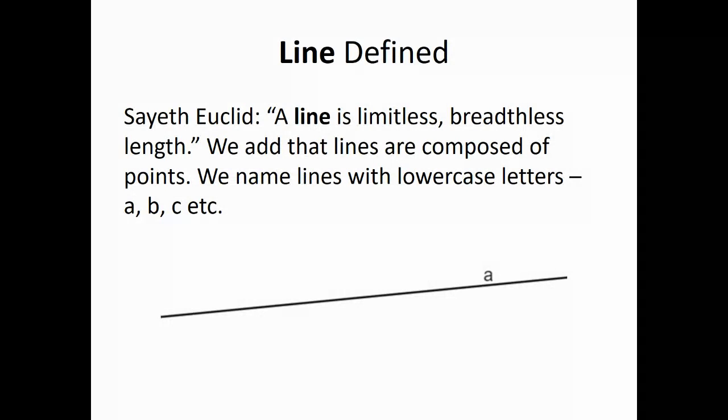Let us add to Euclid's definition that lines are composed of points. That is, a line is just simply a collection of points arranged in a particular way. As for how we name lines, one way that we do that is with lowercase letters, a, b, c, and so on. The line that you see below is a line that has been named lowercase a. And once again, be careful about your use of lowercase letters. The only way that we ever use a lowercase letter is to name a line, or sometimes a piece of a line, but always a line-like object.